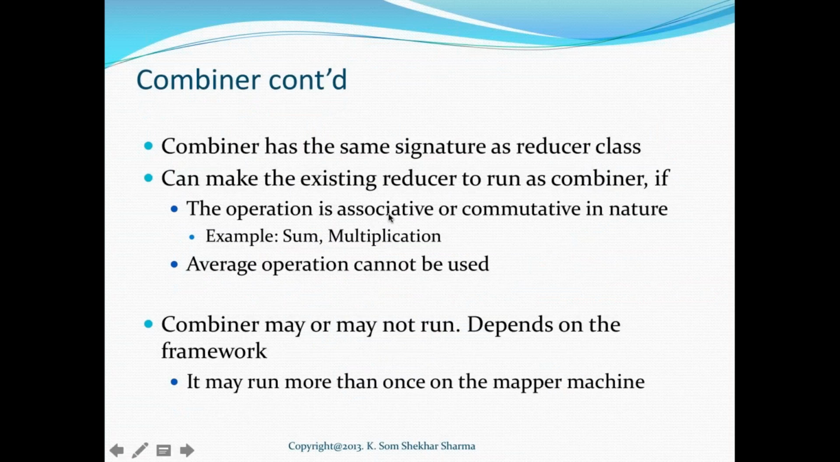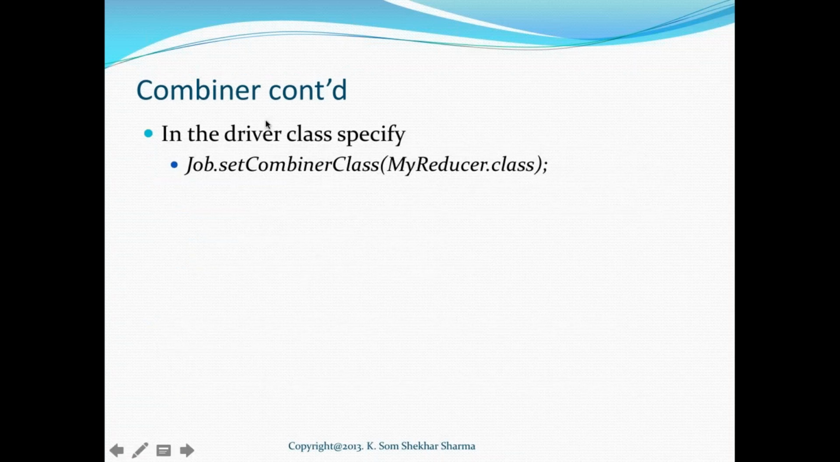You need to understand that operations which are associative and commutative in nature, like summation, multiplication, min and max operations, are the ones for which you can very well make the reducer run as a combiner, like the word count problem you are doing, which uses summation. But if you have done the average word length problem, since the average operation is not associative and commutative, you will not be able to do this. Nobody stops you from making a reducer a combiner if the operation is not commutative or associative, but make sure that your results will be wrong.